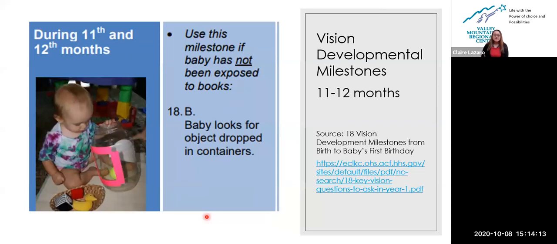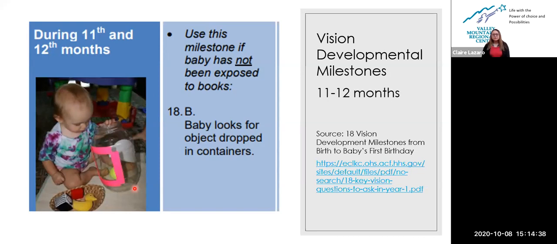And then if the baby has not been exposed to books, you want to expect the baby to look for objects that have been dropped in containers. Like in this example, the baby has a big container and they drop something and they try to look for it and try to grasp it. And you're expecting that they're trying to look for that object in that container. So those are the milestones.